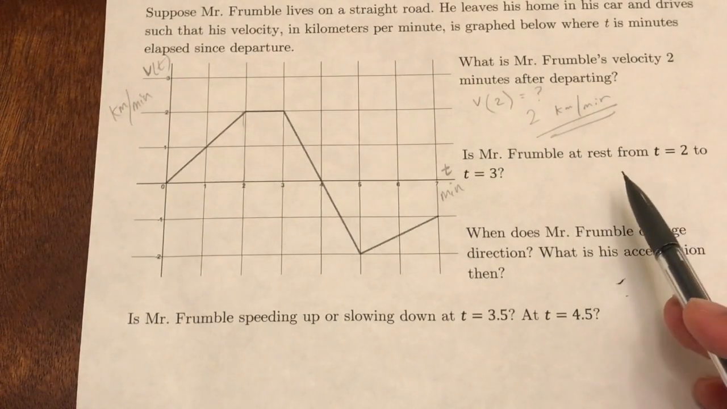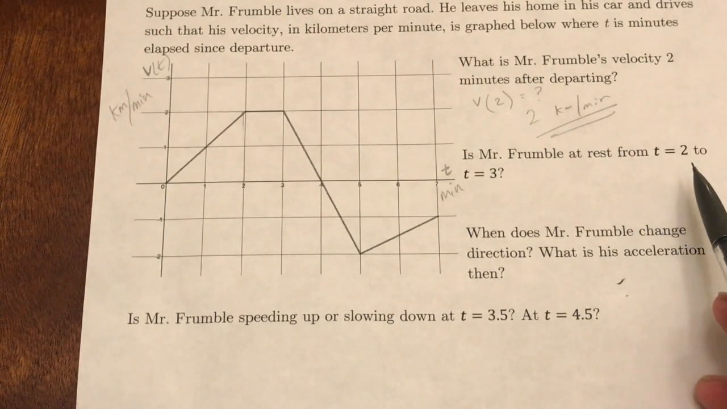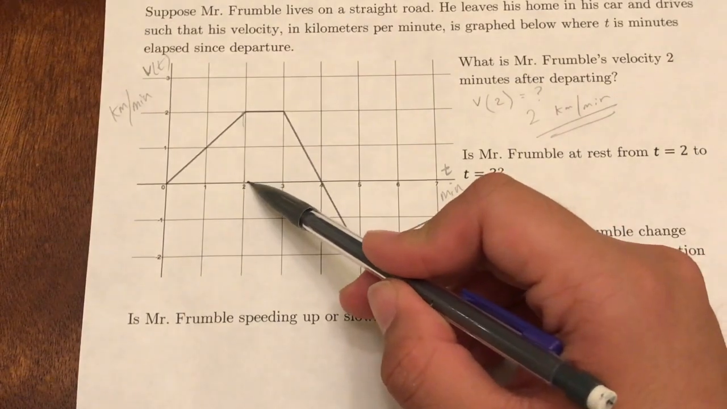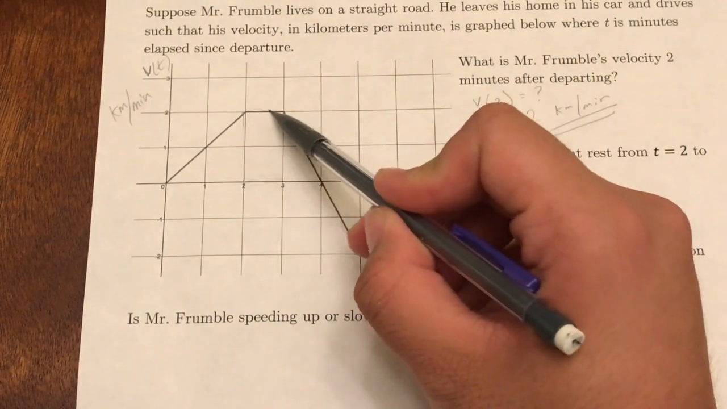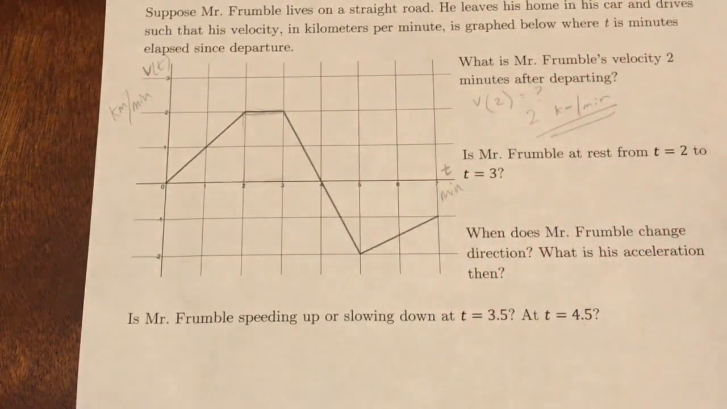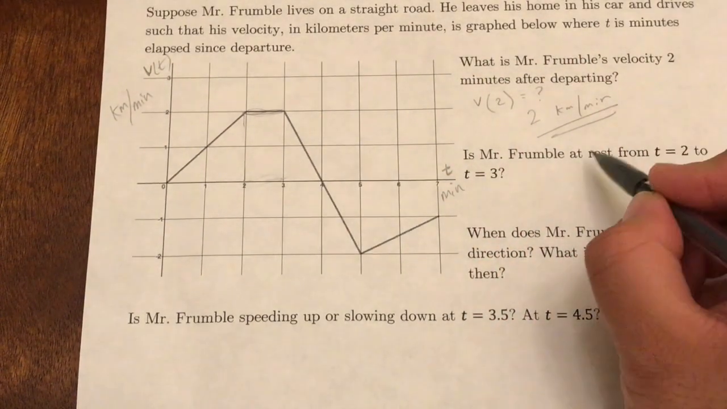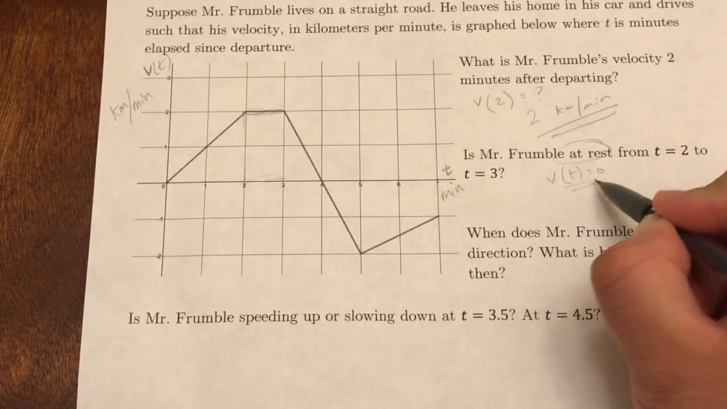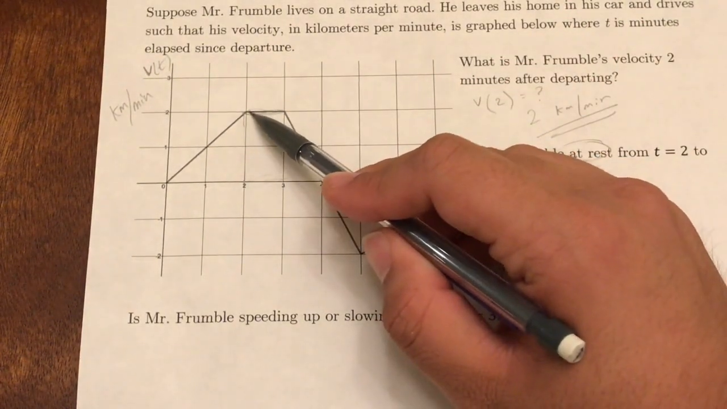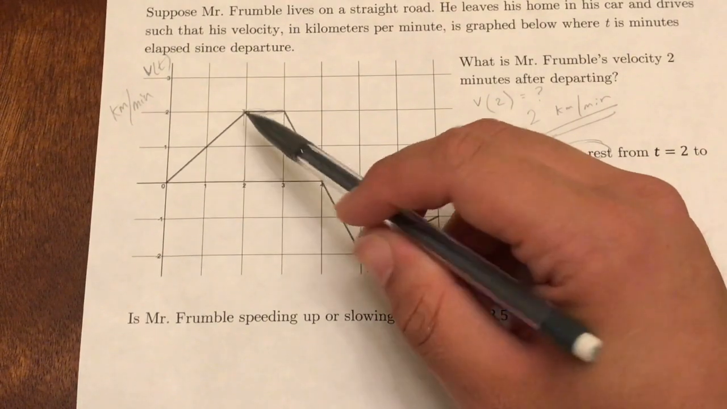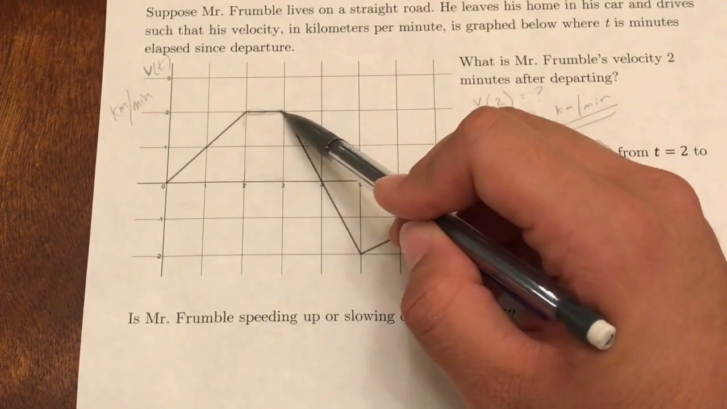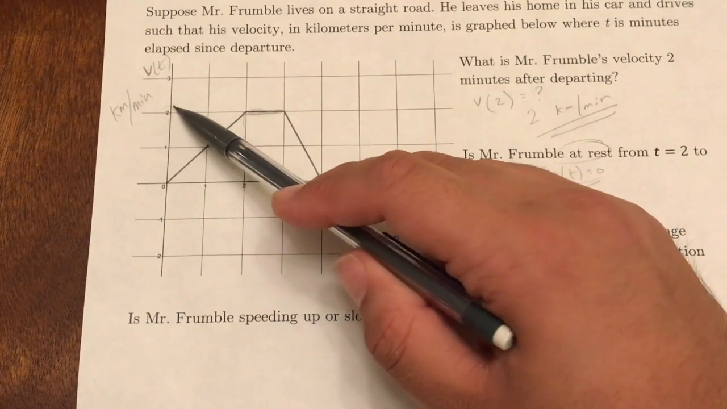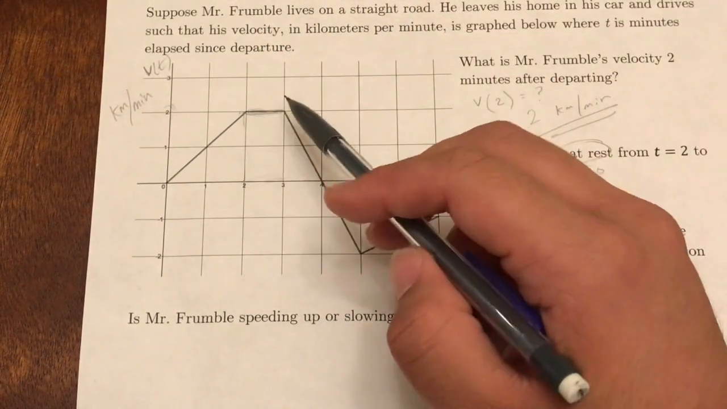Next question, is Mr. Frumble at rest from t equals 2 to t equals 3? So we're talking about this particular part right here, and his velocity graph is here. Is he resting then? Well, you might think, well, the graph is flat, so probably. Well, remember, at rest means, is the velocity equal to 0? Notice that for this entire interval from 2 to 3, the velocity is 2, right? So it starts at 2, it stays at 2.